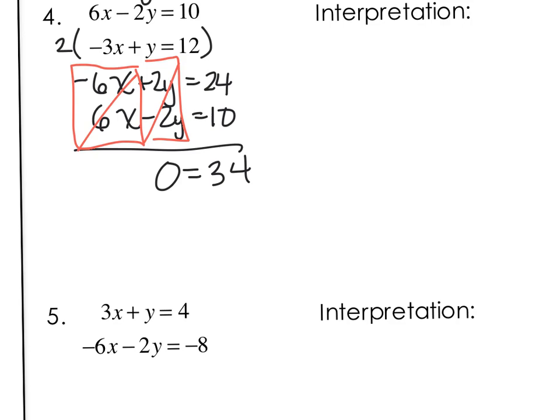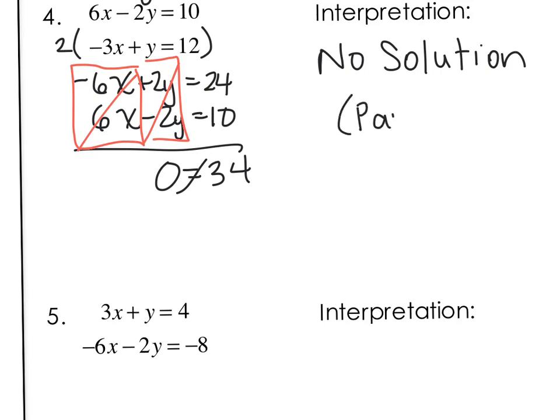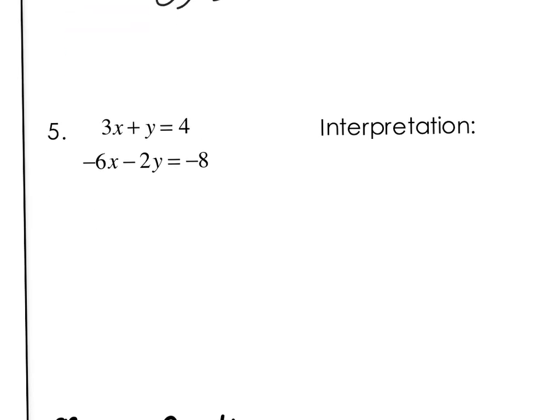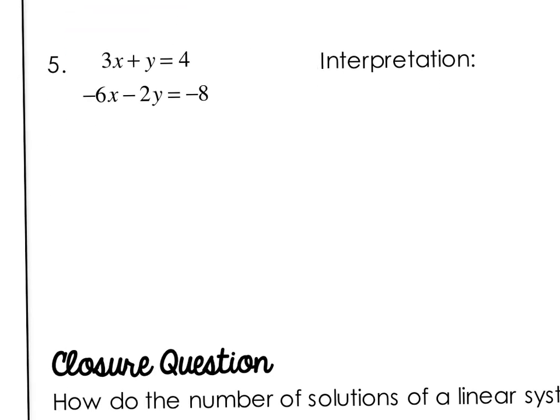Is that a true or a false statement? That's a false statement. Therefore, there is no solution because 0 does not equal 34. If it's no solution, then we know if we graphed it, they would be parallel lines. And you could confirm that too by writing them in slope-intercept form and seeing if they have the same slope and different intercepts. So you can always check your work.